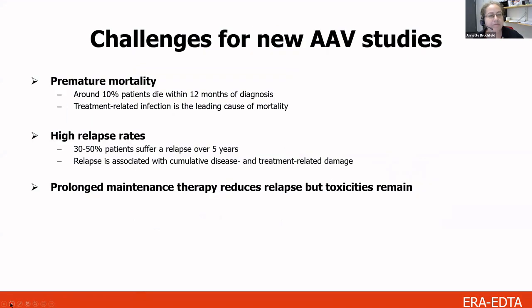Just a few words about Pexivas. The challenges for new studies or treatment in general for ANCA-associated vasculitis are, first, premature mortality. Around 10% of patients die within 12 months of diagnosis, and treatment-related infection is the leading cause of mortality, not vasculitis, which speaks to the toxicity of the treatment. Our patients have a high relapse rate, 30 to 50% suffering relapse over 5 years. Relapse in itself is associated with cumulative disease and treatment-related damage. Also, prolonged maintenance therapy to reduce the risk of relapse is a problem because you have continuous toxicities in many cases.